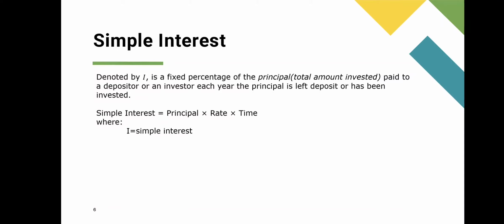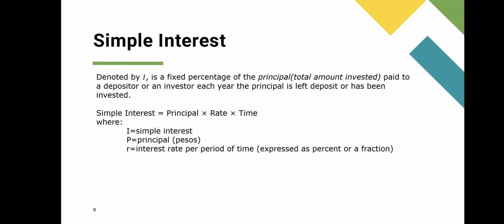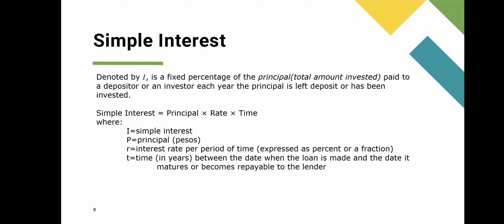I stands for the simple interest, P stands for the principal in pesos, R is the interest rate per period of time, commonly expressed as a percent or a fraction, and T stands for time in years. This is between the date when the loan is made or the investment and the date it matures or becomes repayable to the lender.